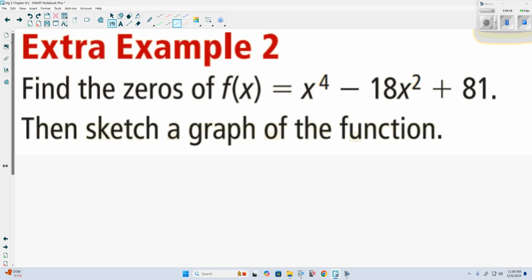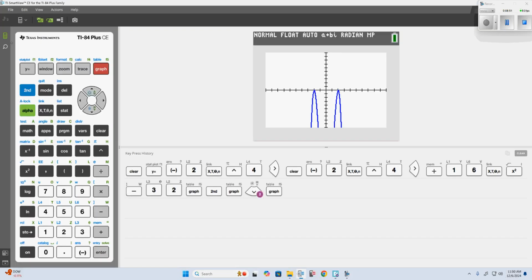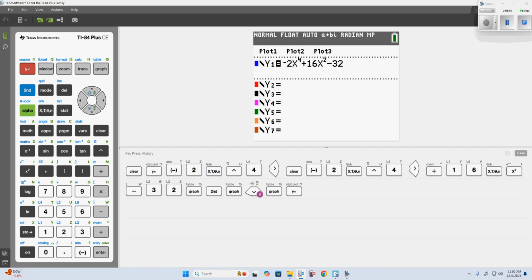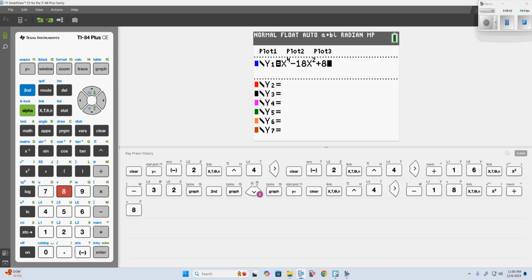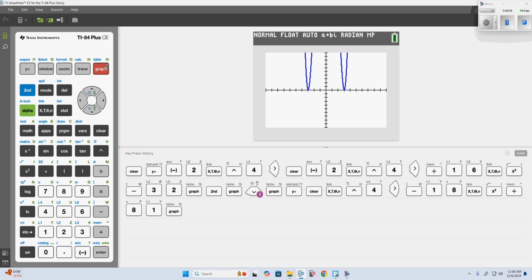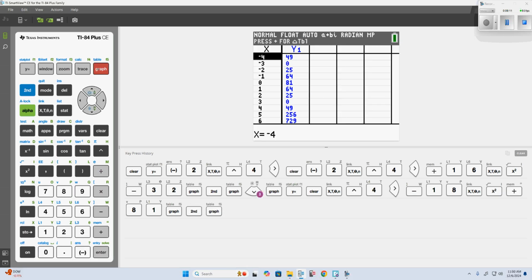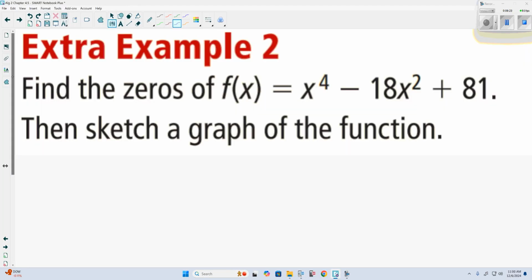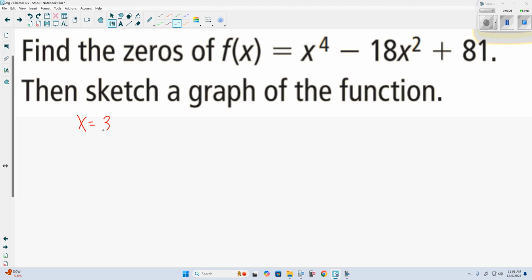So x to the 4th minus 18 x squared plus 81. So if we look at the second one, x to the 4th minus 18 x squared plus 81. If we graph this here, we get a similar thing, but this time it's coming from the top instead of the bottom. If we look at the table, it tells us one of the solutions where x gives us a y value of 0 is a negative 3, and the other one is at 3. So this is telling us already that our solution is x is equal to 3 and negative 3.